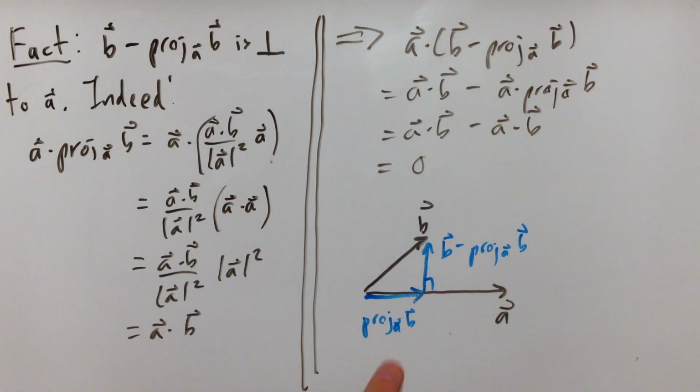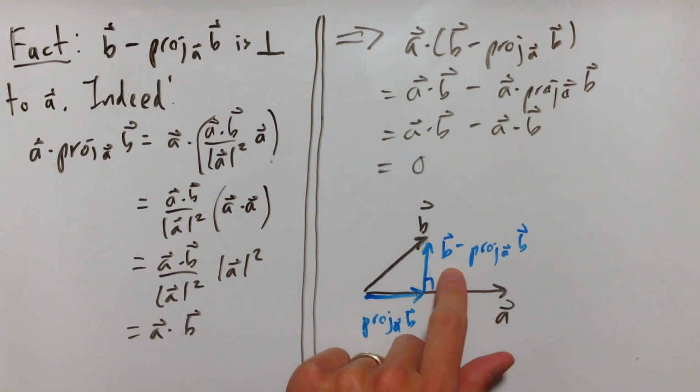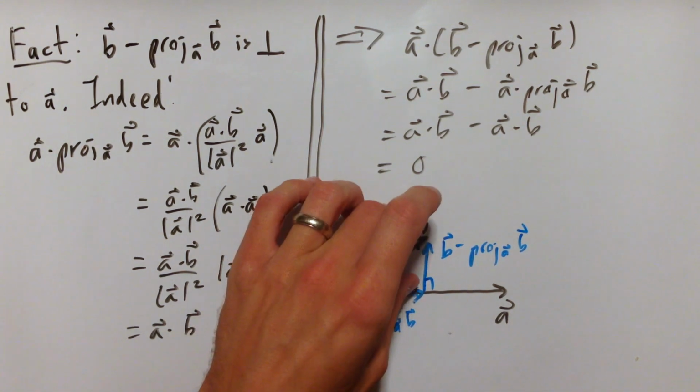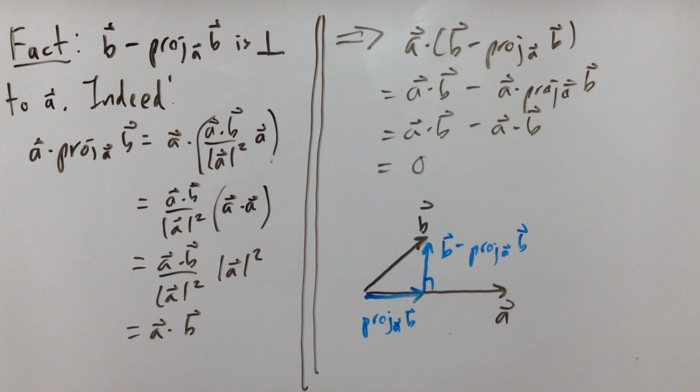So here's our picture. The projection is the part of b that goes parallel to a, and b minus the projection is this perpendicular piece right here. So the projection really allows us to decompose a vector b into the part of it that goes in the same direction, or possibly the opposite direction as a, and the part of the vector b that is completely perpendicular to the vector a.